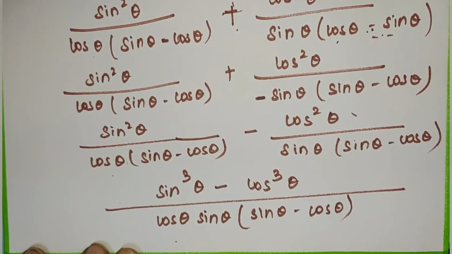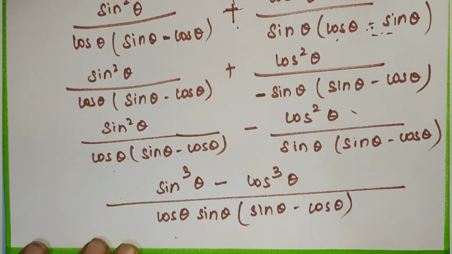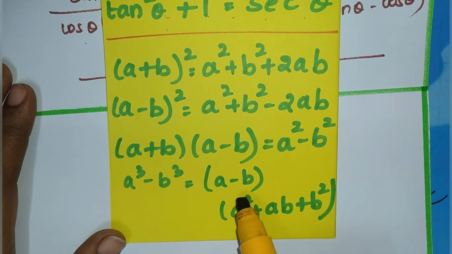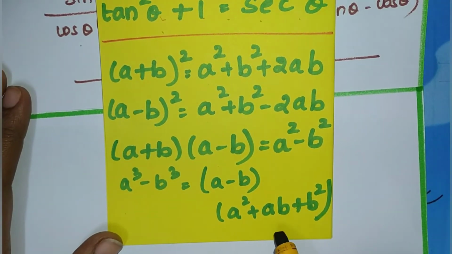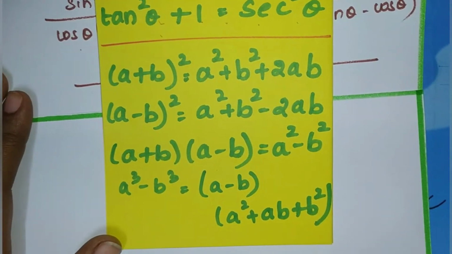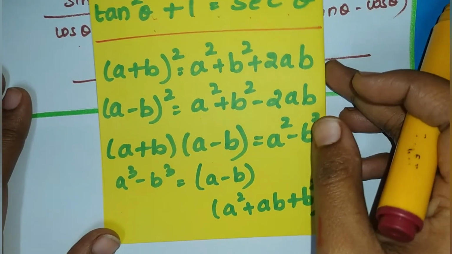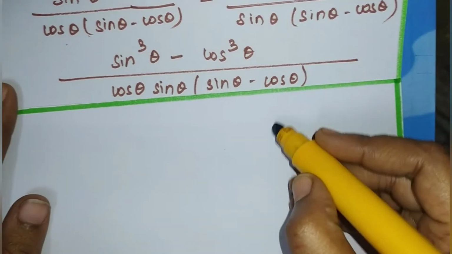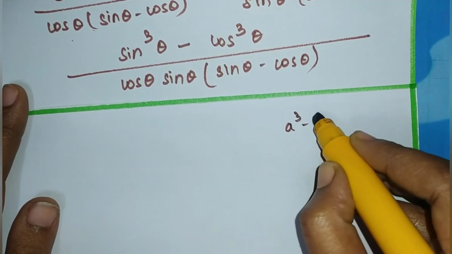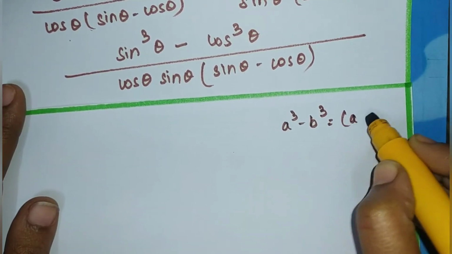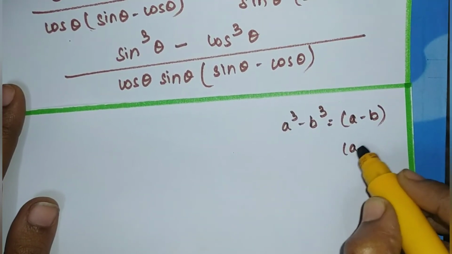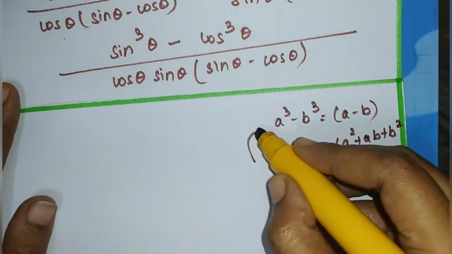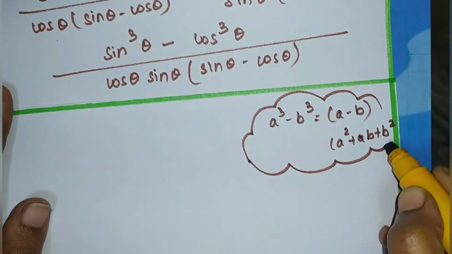What formula do we have? Can you remember? A cube minus B cube is equal to A minus B, A square plus AB plus B square. We have this algebraic identity, no? That only I am going to substitute. Can you tell me the formula again? A cube minus B cube is equal to A minus B, then A square plus AB plus B square. This is the formula that I am going to apply.